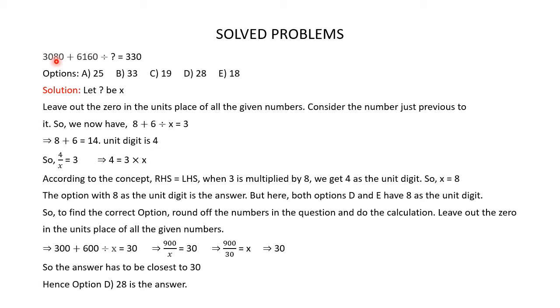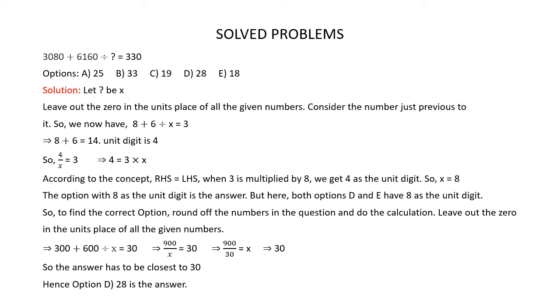In this number, if you leave out the 0, you'll have the number 8. Here, if you leave out the 0, you'll have the digit 6. Here, if you leave out the 0, you'll have the digit 3. So, 8 plus 6 divided by x is equal to 3. Now, 8 plus 6 is 14. The unit digit of 14 is 4. So, 4 divided by x is equal to 3, or 4 is equal to 3 multiplied by x.